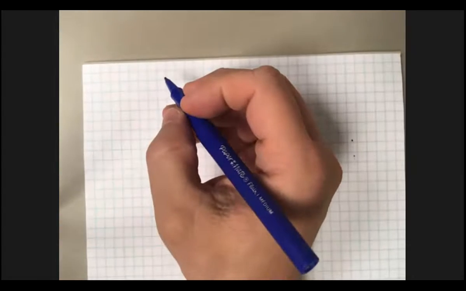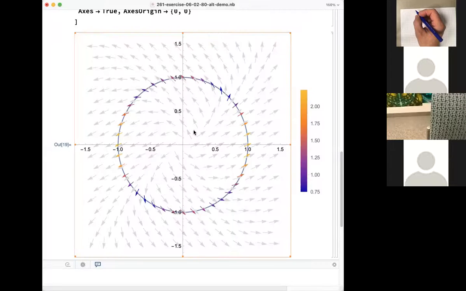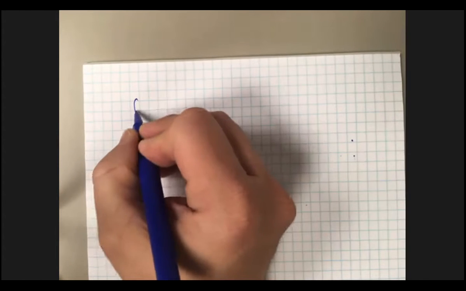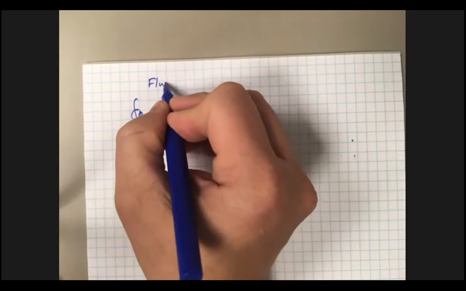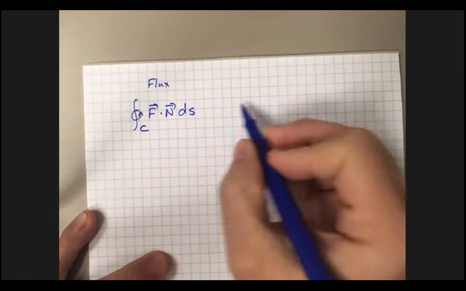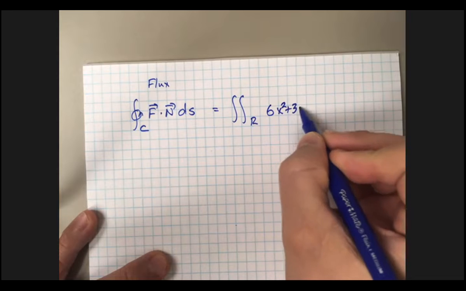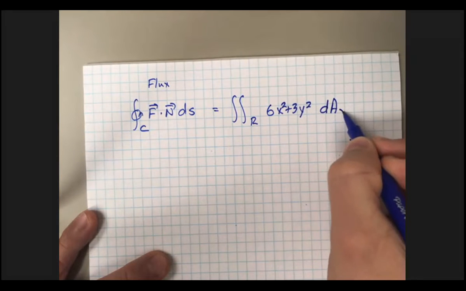Our drawing already tells us that the net amount of the field, we'll go back to our drawing very quickly. It's clear that field is leaving this region, but I want to quantify, not qualify. The picture says the field is leaving the region. I want to assign a number to how much field is leaving the region. So the flux, the field leaving the region, is double integral over R dA of 6x squared plus 3y squared dA. Make sure you calculate that correctly.